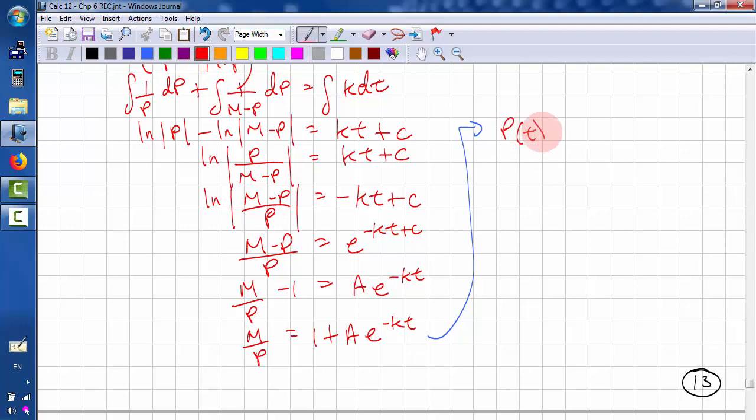P of t, we're going to reciprocate this. That means this is going to the denominator, and then m comes to the top. And we have 1 plus a e to the negative kt. This is our general solution.